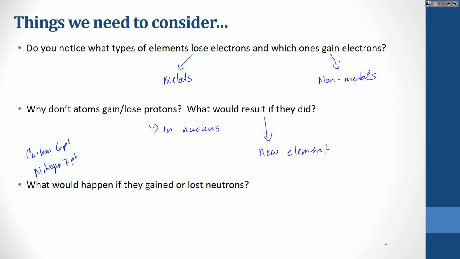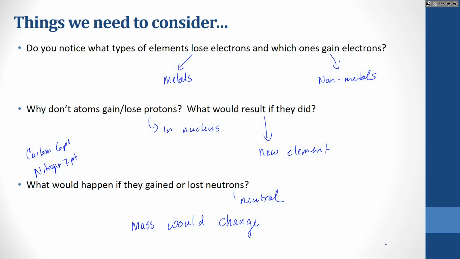So what would happen if they gained or lost neutrons? Now, this is something we're going to look into a little bit more closely in grade 11, because this does happen. Some elements will have different numbers of neutrons, and those are called isotopes. But if you think about a neutron, the charge wouldn't change because they are neutral. So the charge doesn't change, the element doesn't change because you're not changing the protons, but because neutrons have mass, they would get heavier, or lighter, depending on whether they gained or lost. So mass would change.